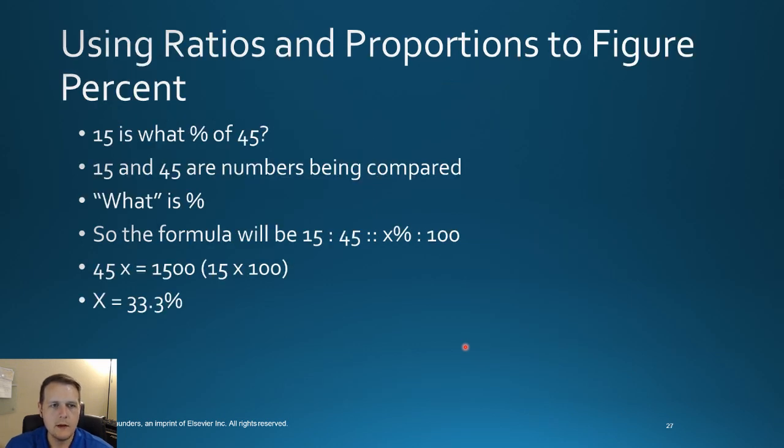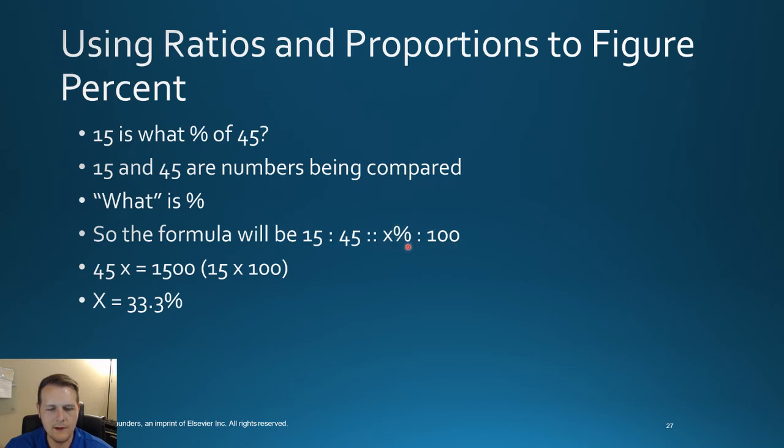So using ratios and proportions to figure out the percentage, we can say that 15 is what percent of 45. In this case, 15 and 45 are the numbers actually being compared. The what is going to be the actual percentage that we're trying to determine. So the formula would be that 15 to 45, so that's one ratio, is going to be a similar proportion to x percentage over 100.